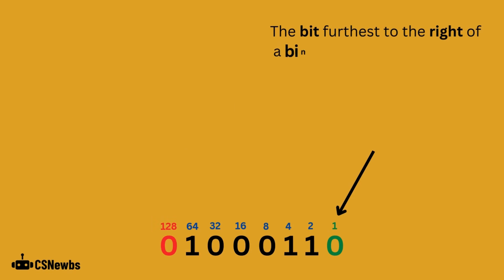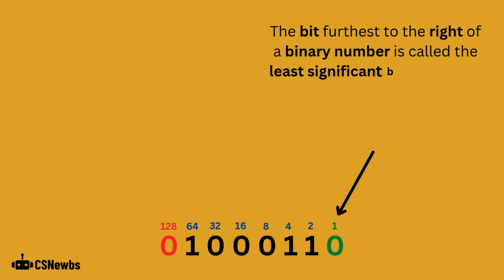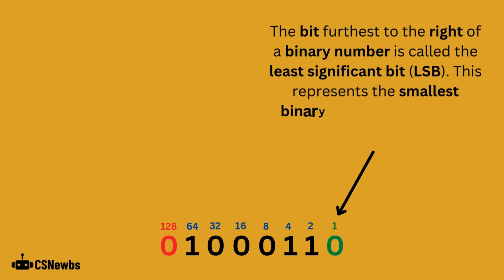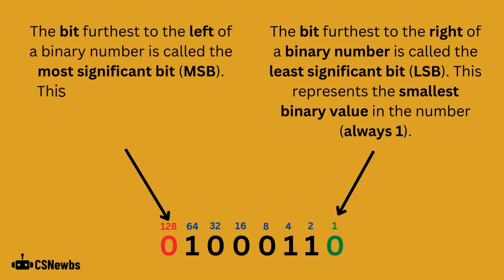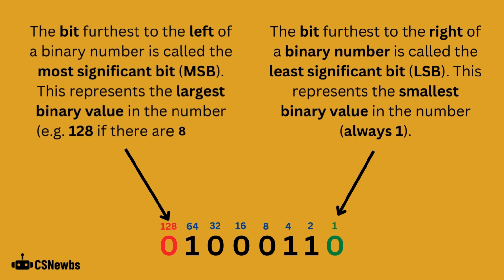The bit furthest to the right of a binary number is called the least significant bit. This represents the smallest binary value in the number, which will always represent 1. The bit furthest to the left of a binary number is called the most significant bit. This represents the largest binary value in the number. With an 8-bit number, the most significant bit will represent 128.